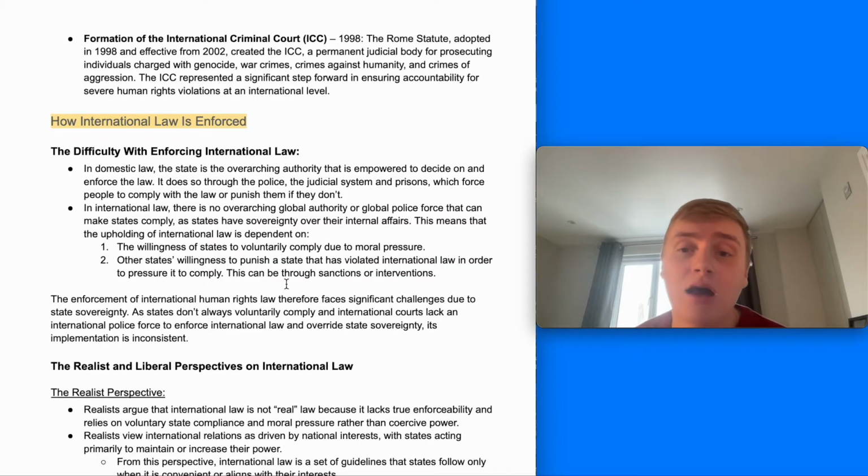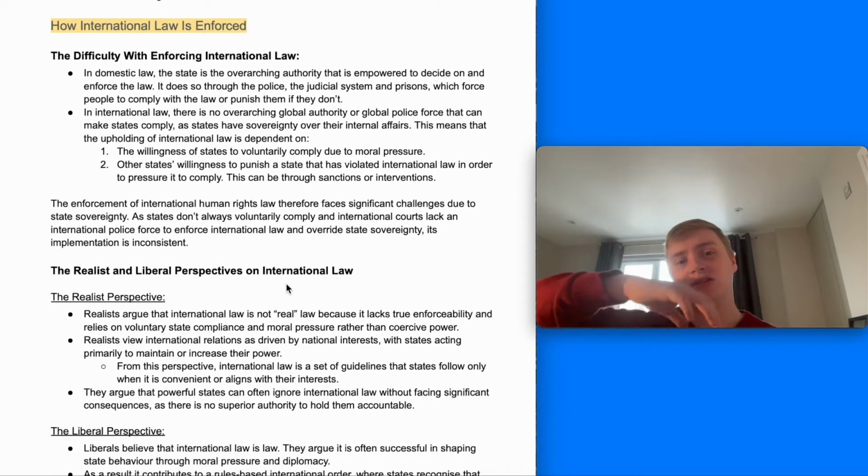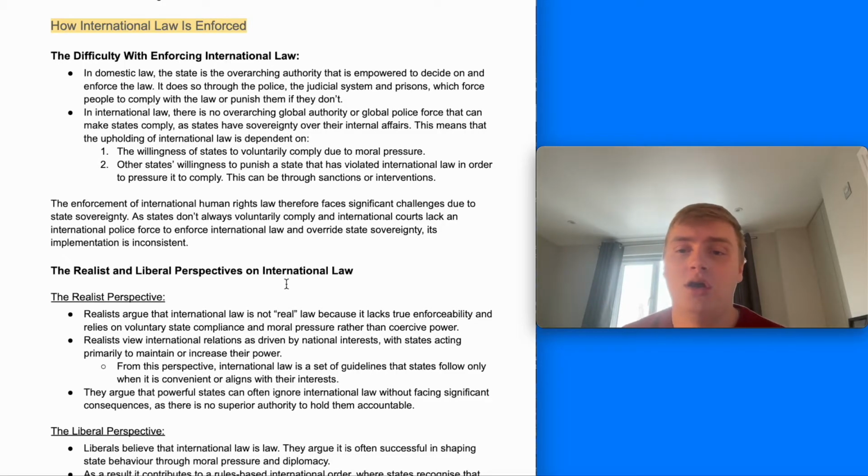A really key moment in the upholding of human rights globally is the formation of the International Criminal Court in 1998 with the Rome Statute, which is a permanent judicial body with the intention of prosecuting individuals, particularly individuals within states and political groupings, charged with genocide, war crimes, and crimes against humanity. So really the worst human rights abuses. So that's the structure of international human rights law.